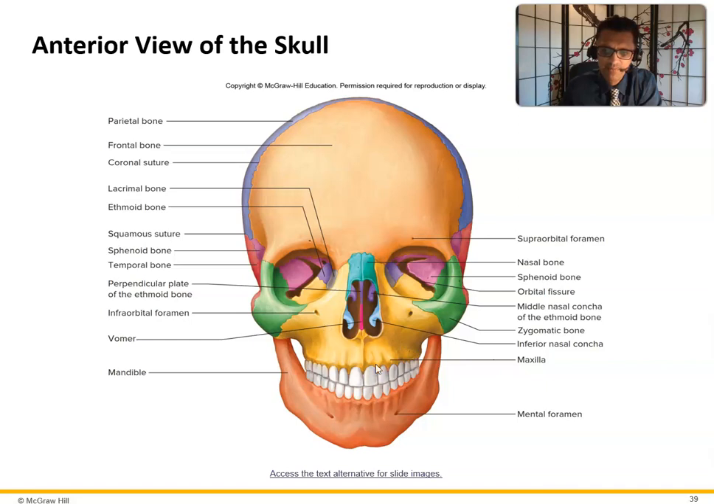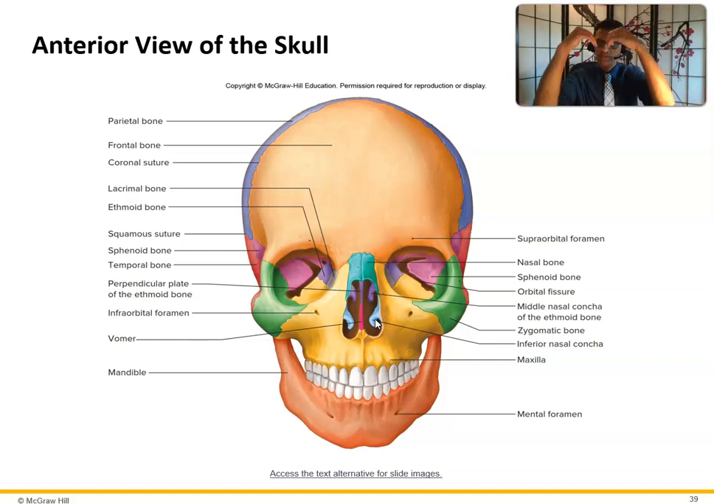Here is the maxilla. Okay. Here is the zygomatic bone, which is your cheekbone. Okay. Here's the middle nasal concha, which is here. And then you have the inferior nasal concha.